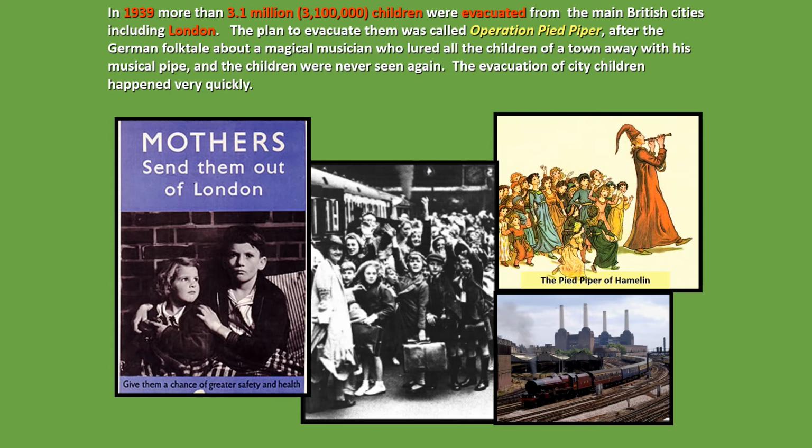Now, once war was declared and Operation Pied Piper was decided, it all happened very quickly. And you can see one of the posters that was put up around London: mothers, send them out of London, give them a chance of greater safety and help. So the government hoped that these posters would persuade or encourage parents that the best thing for them and their families to do was to evacuate their children, because obviously it would have been an incredibly difficult decision for a family to send their children, some of them quite young, away to stay with a family that they didn't know, to a location that they didn't know.